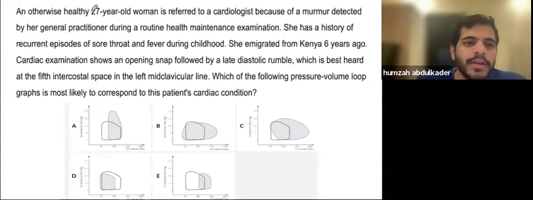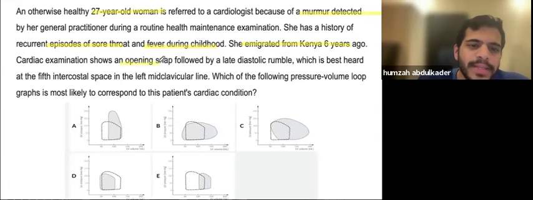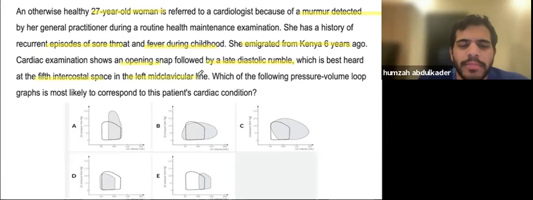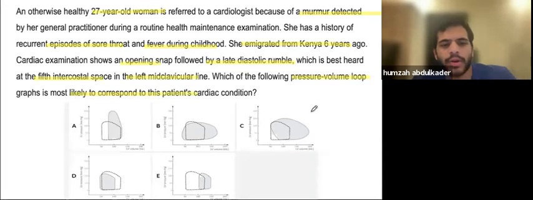An otherwise healthy 27-year-old woman is referred to a cardiologist because of a murmur detected by her GP during a routine health maintenance examination. She has a history of recurrent episodes of sore throat and fever during childhood. She immigrated from Kenya 6 years ago. Cardiac exam shows an opening snap followed by a late diastolic rumble, which is best heard at the 5th intercostal space in the left mid-clavicular line. Which of the following pressure volume loops is most likely to correspond with the patient's cardiac findings?